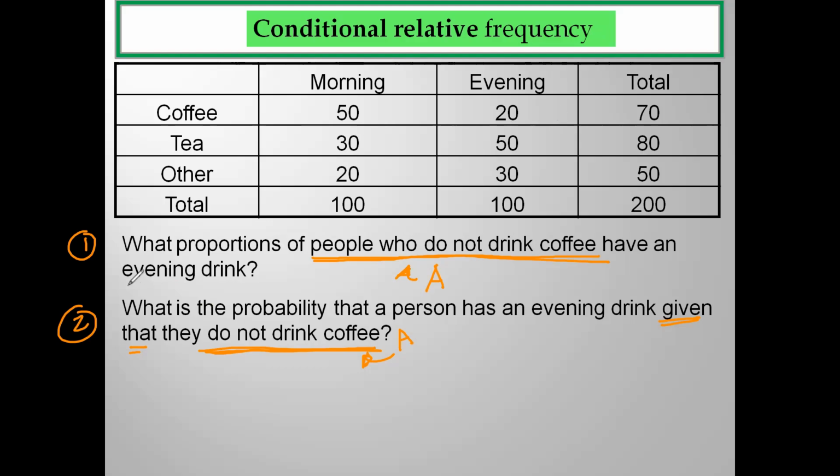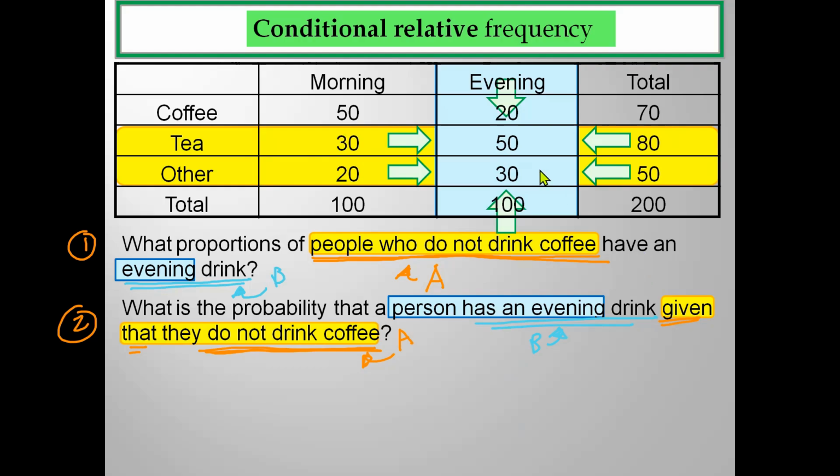That tells us that the time frame in the evening would be our event B. So we have the following. People who do not drink coffee would be our marginal frequency, include both 80 and 50. The time frame would be in the evening. So our second category would be the evening category in the vertical column.